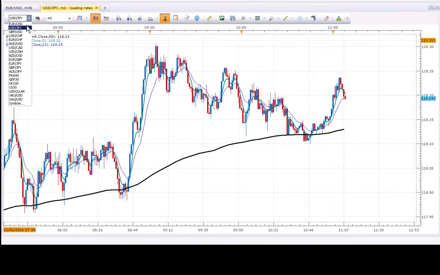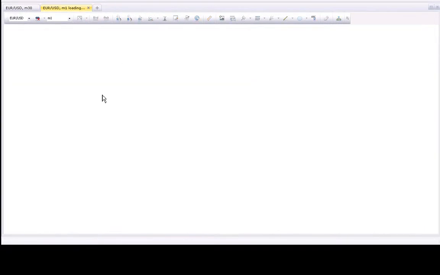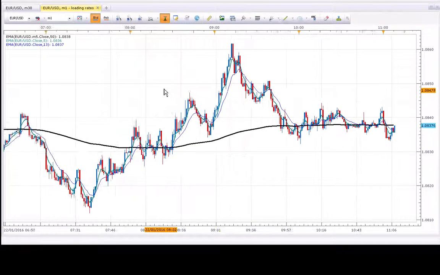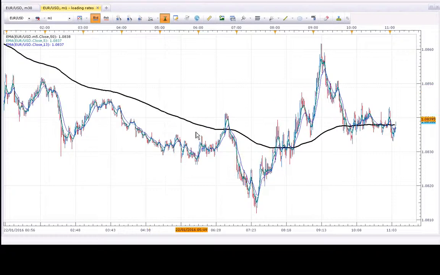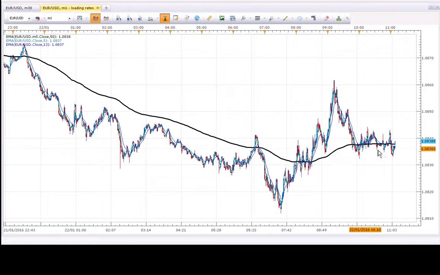Let's take a look at another chart. So the euro dollar, I personally would consider not trading this one simply because, and this is a valid point, the moving average, the trend defining indicator that we're using, is moving sideways. And so there isn't really any trend to follow.